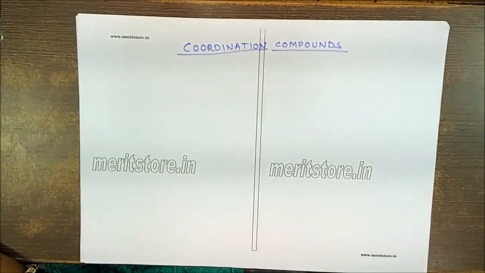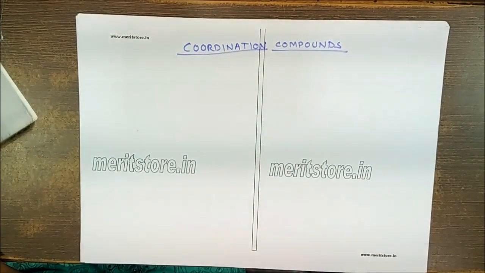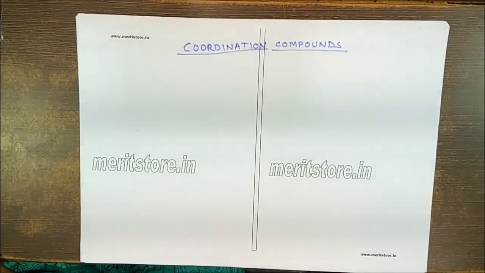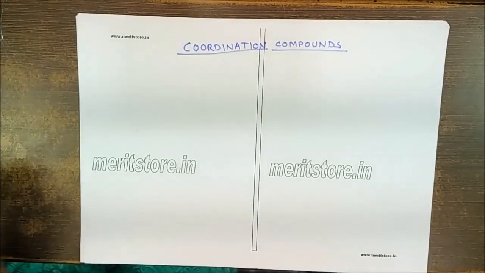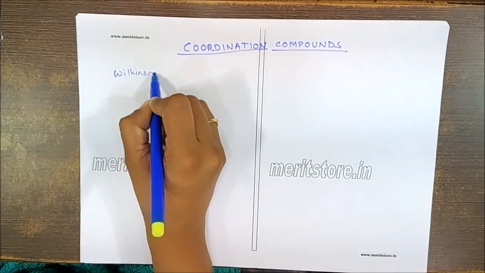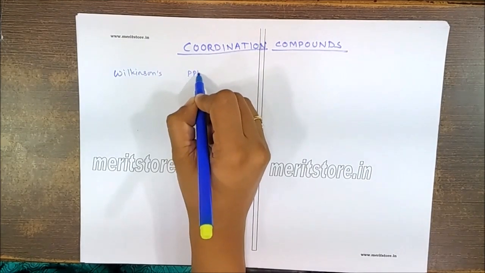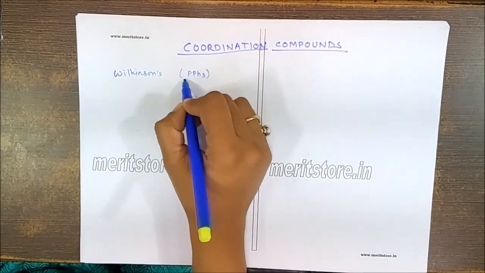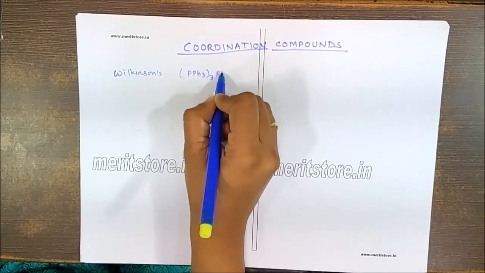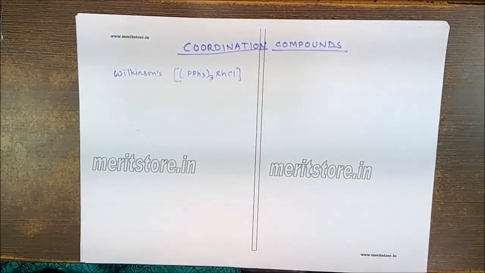In the next session, we are going to talk about the coordination compounds. They play a very important role in our daily life. For example, the Wilkinson's catalyst. When we talk about the Wilkinson's catalyst, it is nothing but [PPh3]3RhCl, tris(triphenylphosphine)rhodium chloride. This is a homogeneous catalyst which is used for the hydrogenation of the alkenes.